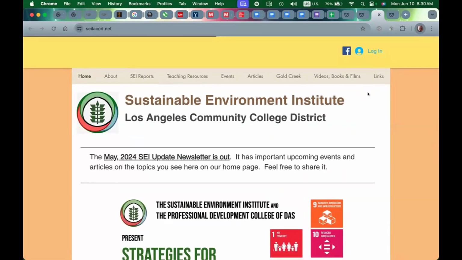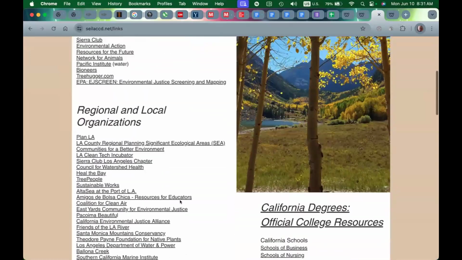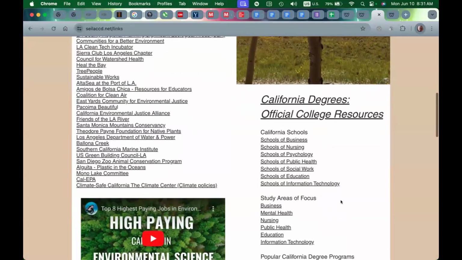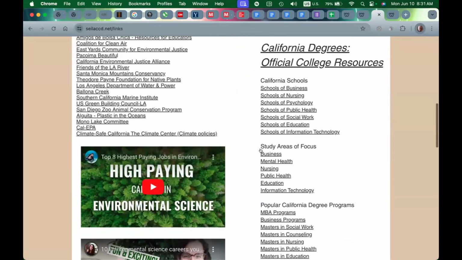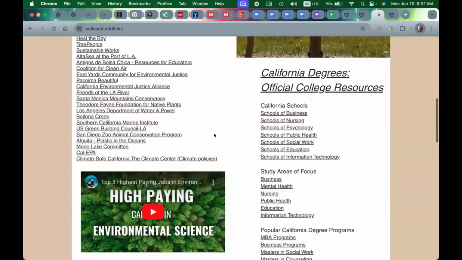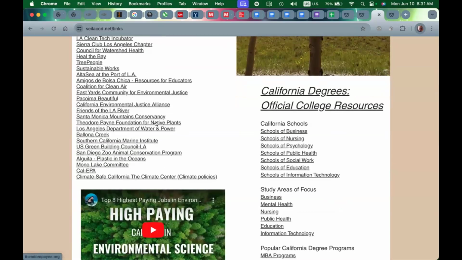So when you go up here and you go to links, the furthest one on the right, you'll see that there's a bunch of organizations that are national, and then there's regional local organizations, and then there's a list of California degrees, colleges, and resources, either by the kinds of schools that they are, by area of focus, popular degree programs. Over on the left here, the regional ones are things like Tree People, Heal the Bay, Pacoima Beautiful. Those are all our local environmental organizations. And that does include even some that are national with local chapters, like the U.S. Green Building Council.